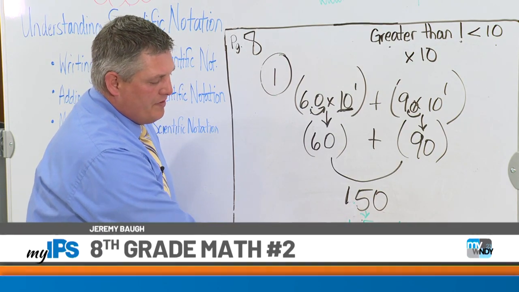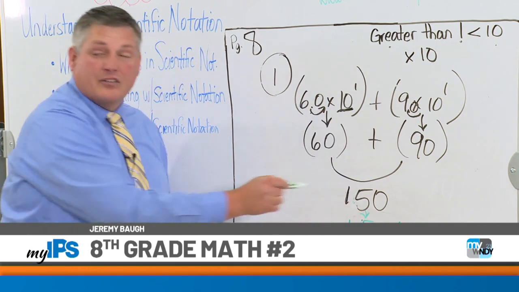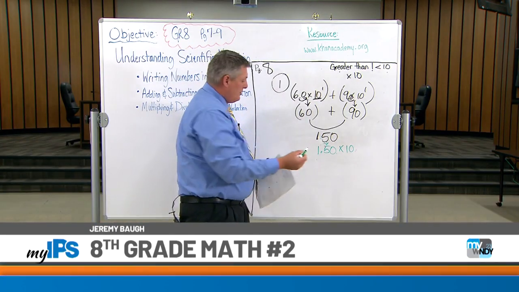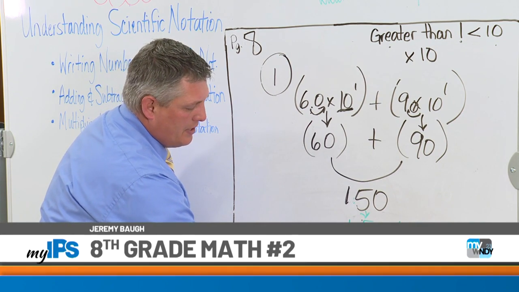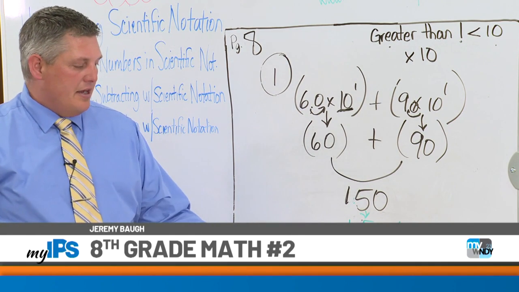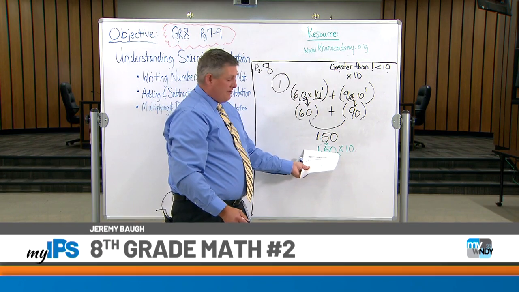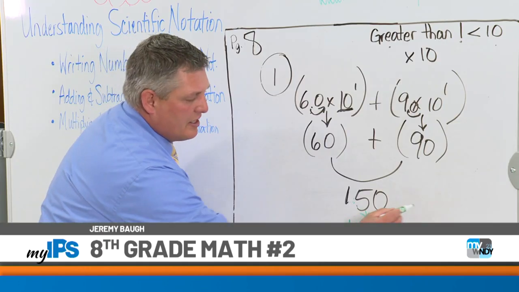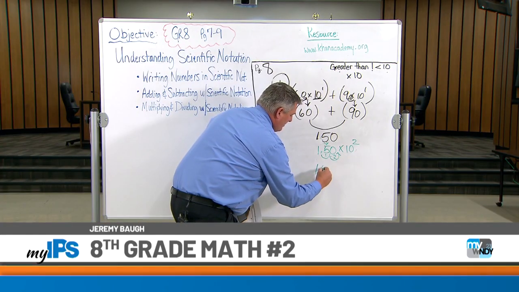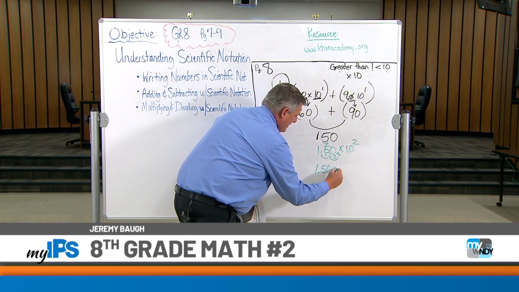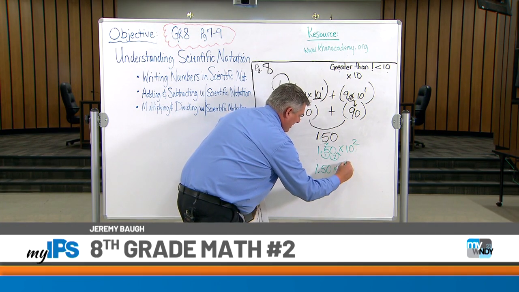So if I had 1.50 and I want to get back to 150, how many places do I move my decimal? 1, 2, and I moved it to right there. That number you can see would have been 150 if I moved the decimal. It's 2 places, therefore it's to the power of 2. So my answer is 1.50 times 10 to the power of 2.